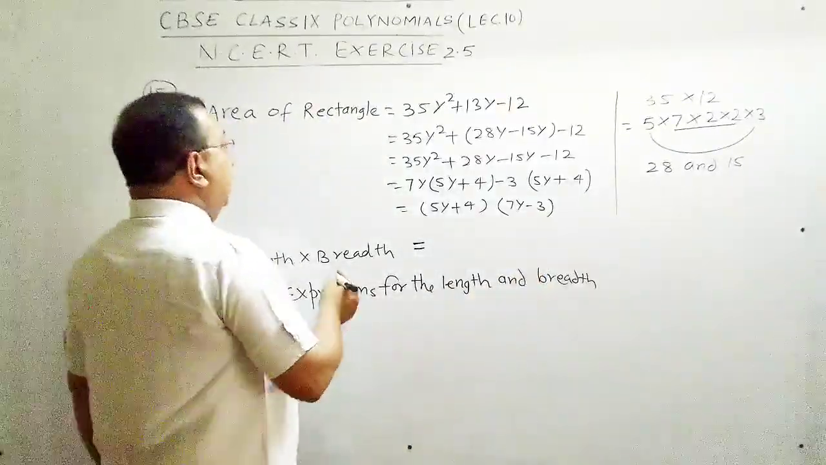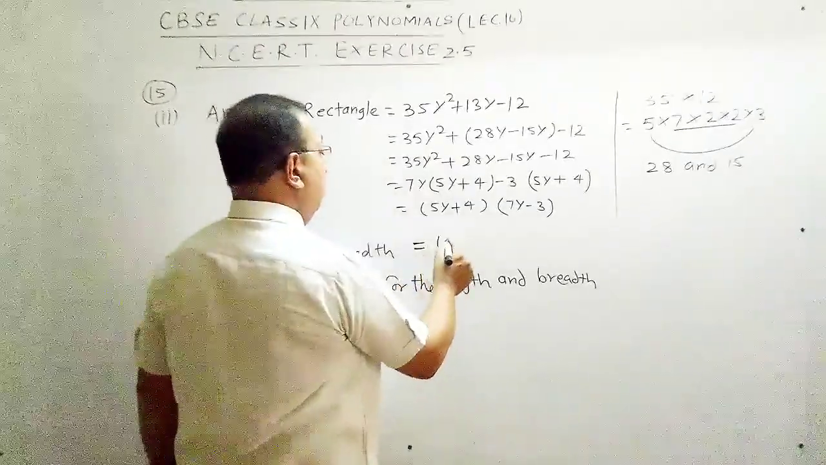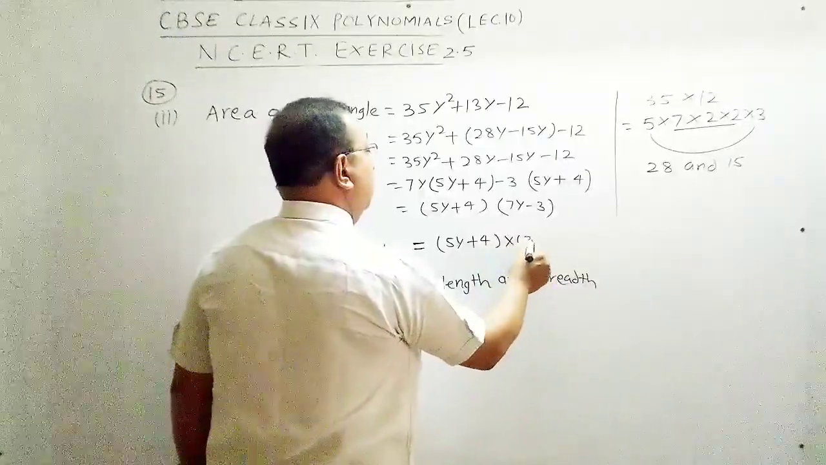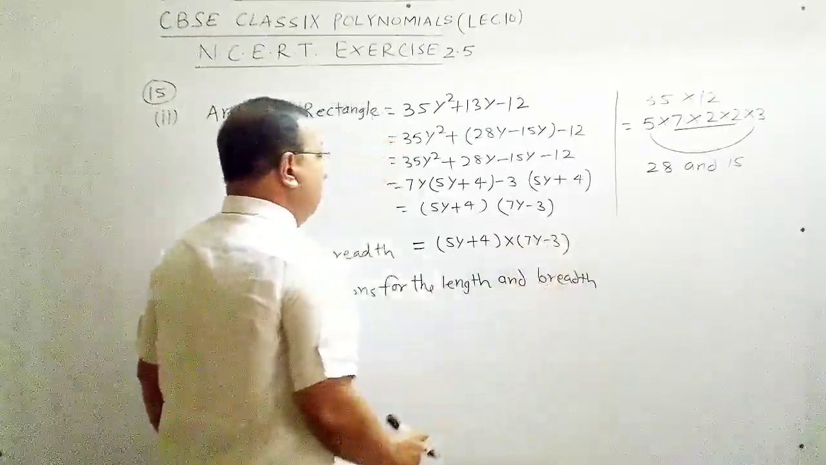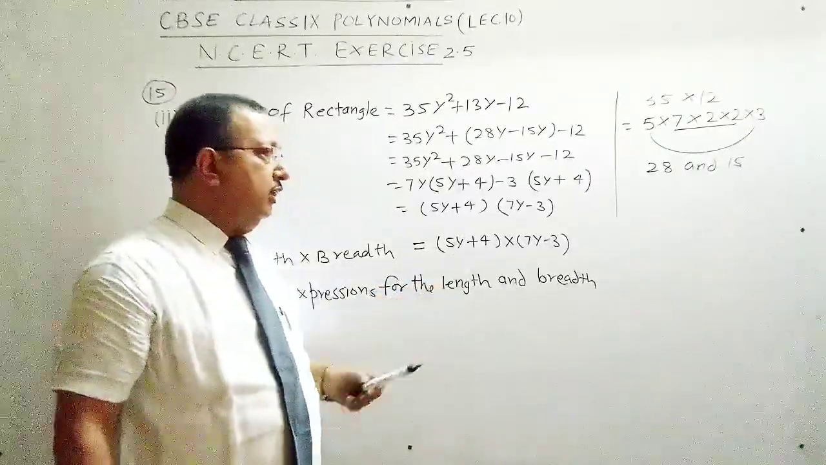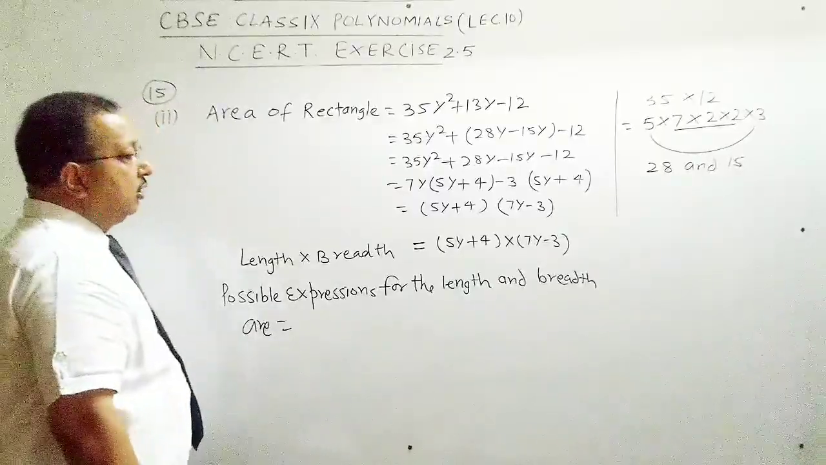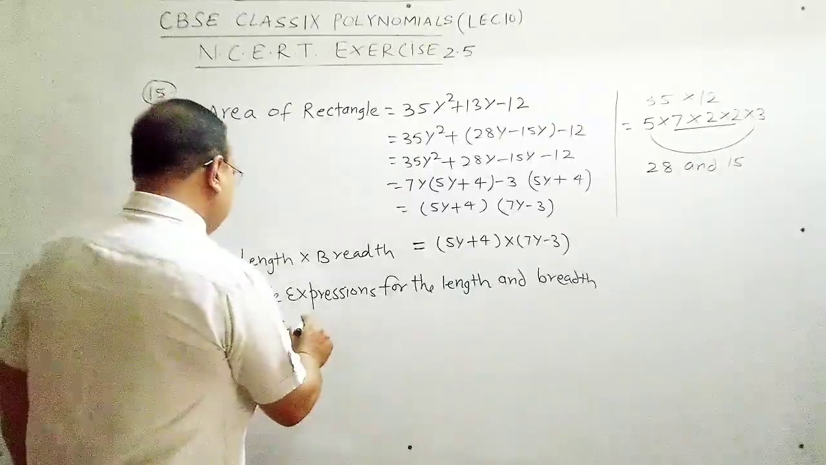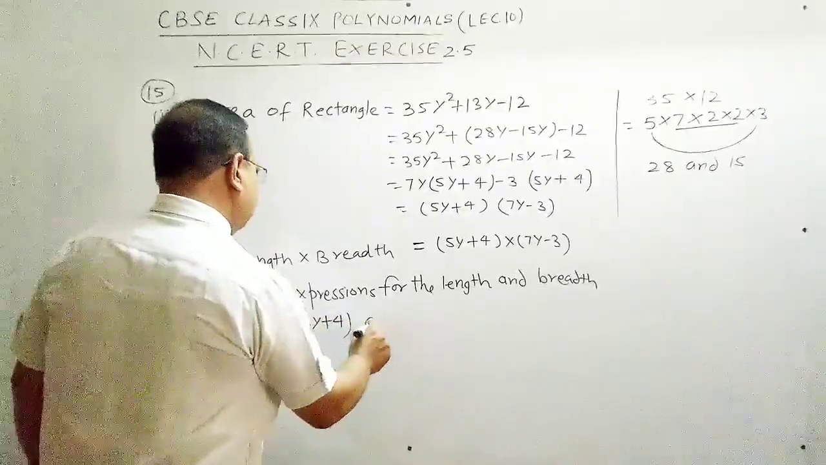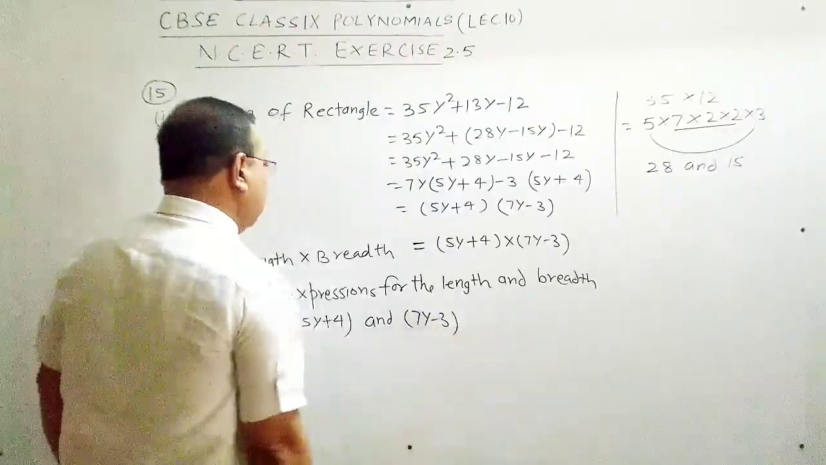So the area of a rectangle, you know, is length into breadth, and this equals 5y plus 4 into 7y minus 3. So one of these can be the length and the other can be the breadth. The possible expressions for the length and breadth of the given rectangle are 5y plus 4 and 7y minus 3.